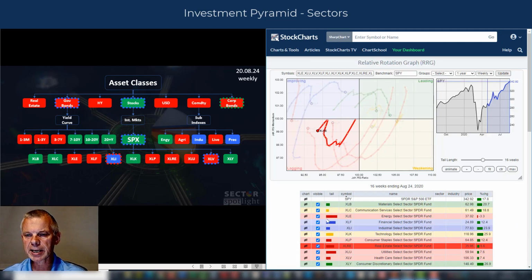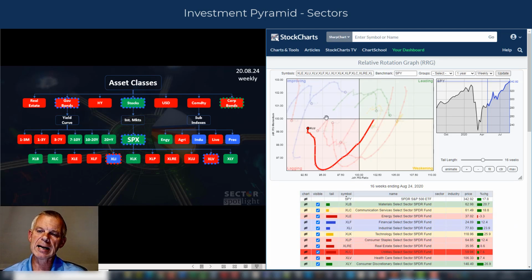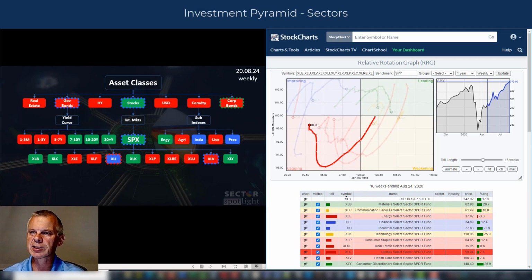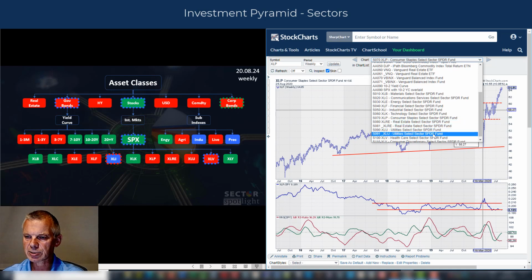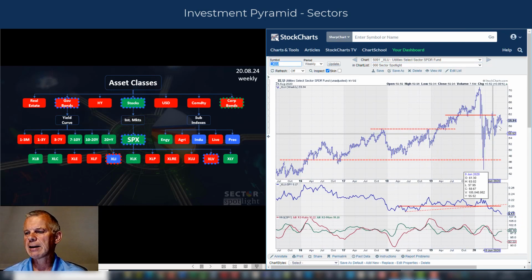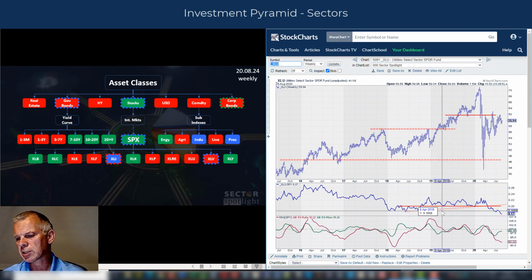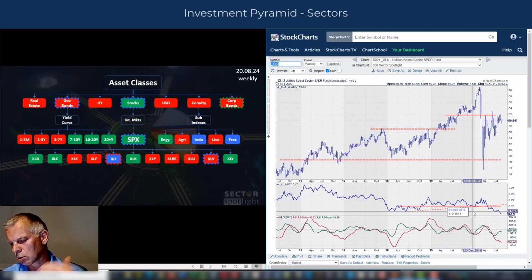Now we have real estate. We already saw that. That's not doing very well. Utilities. Similar picture as staples, one of the defensive sectors. And as you can see here, it's sort of moving sideways. And look at this relative trend. That's also breaking to new relative lows. That is not a good sign from a relative perspective.